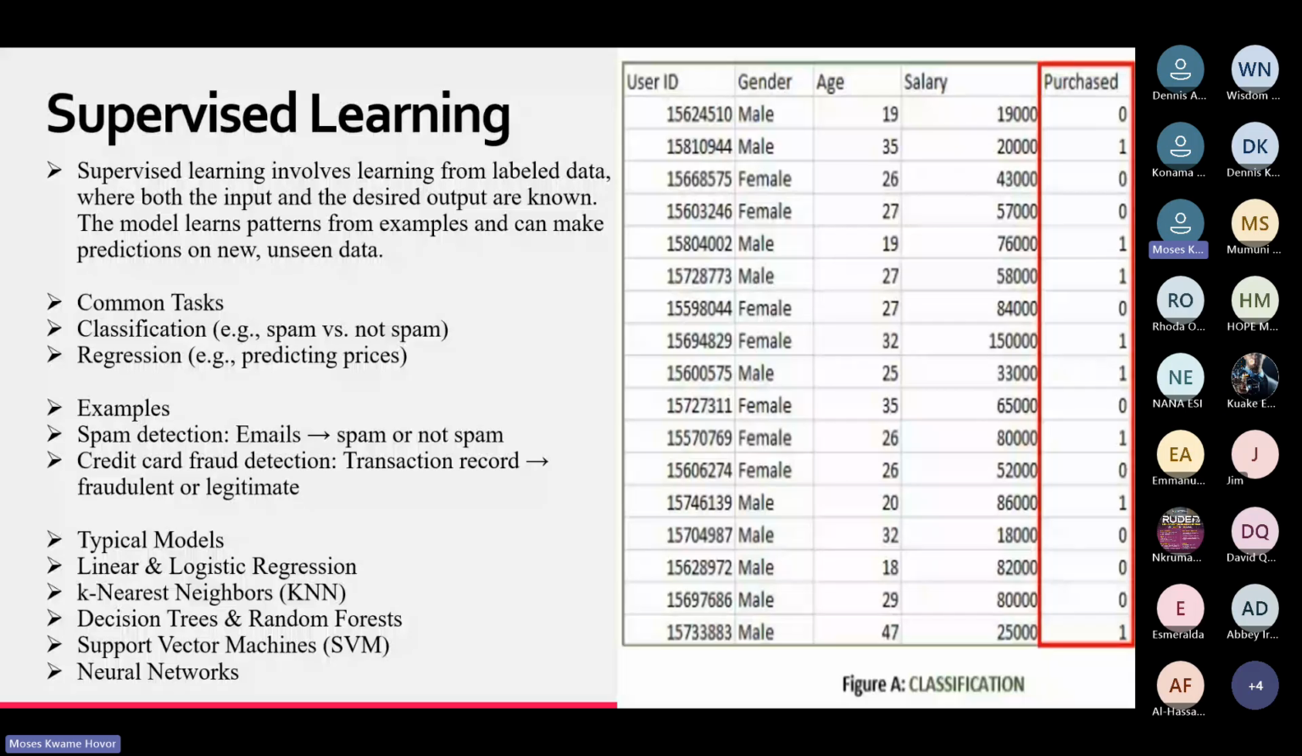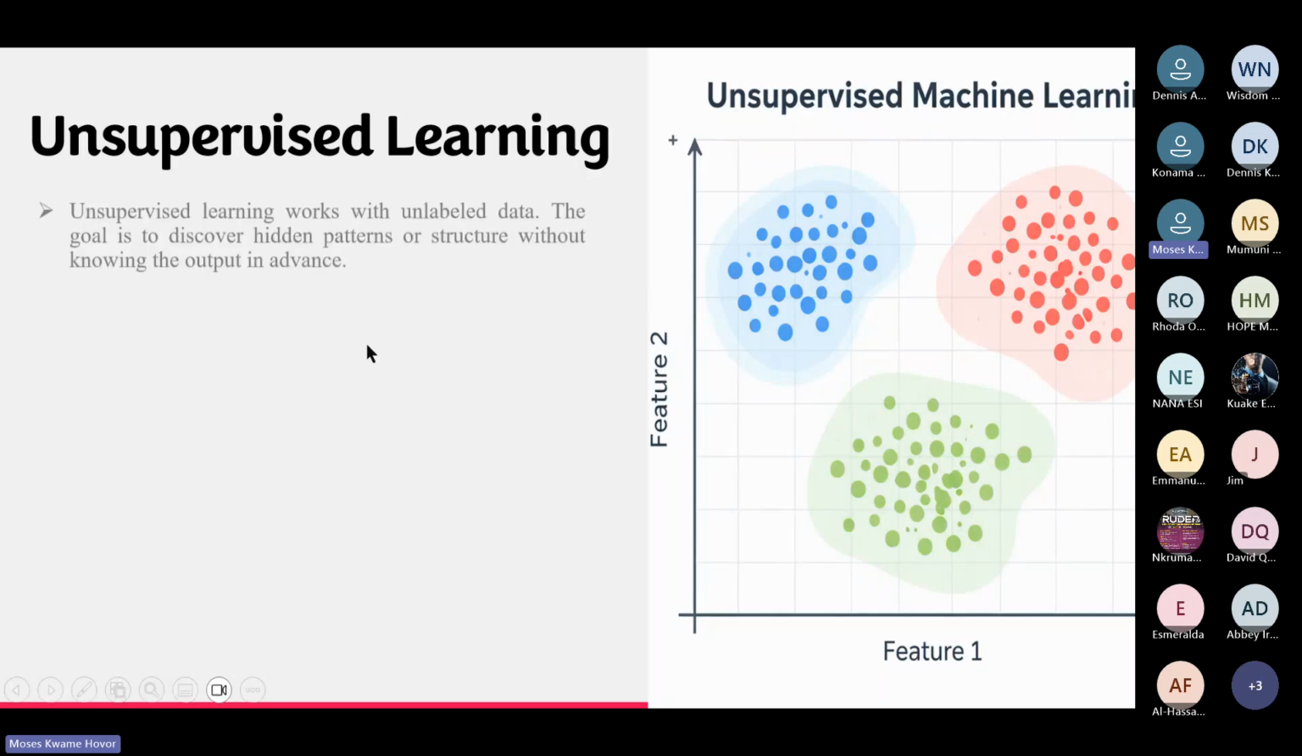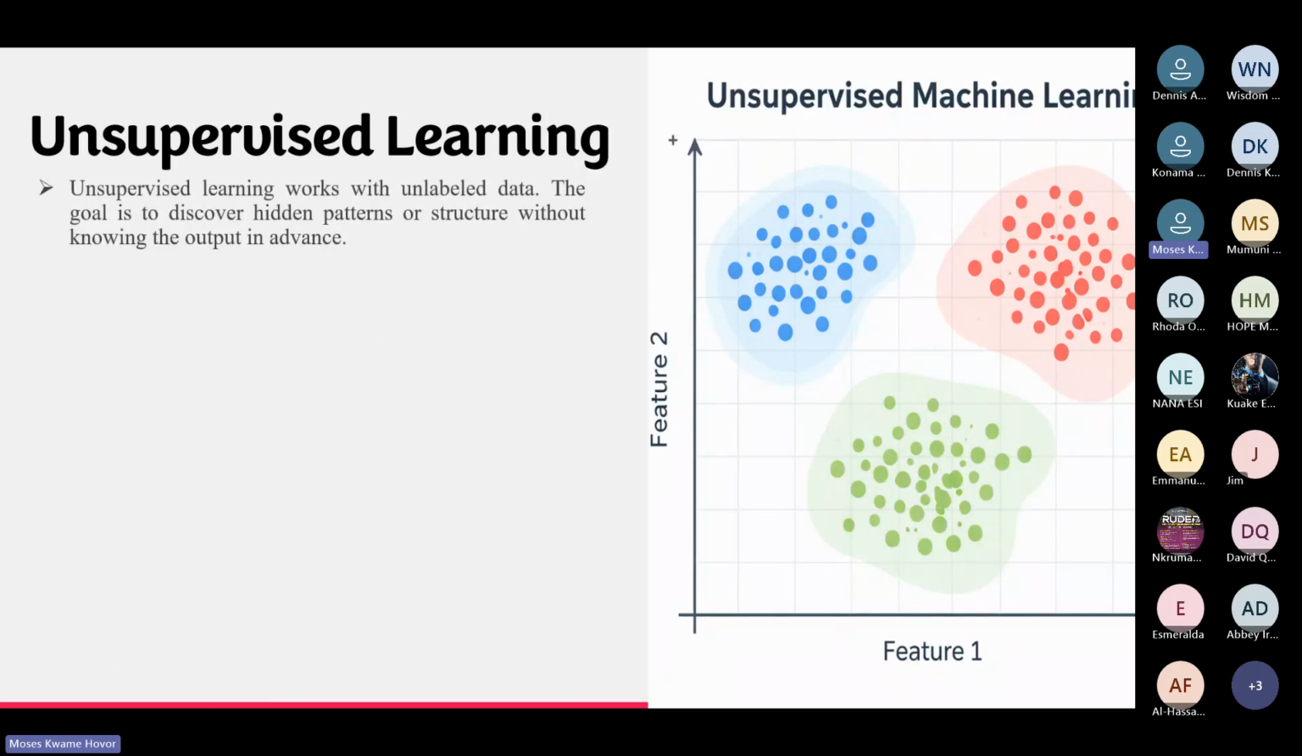Now, talking about unsupervised learning: as we learned, supervised learning has to do with labeled data. With unsupervised learning, we put unlabeled data into the algorithm. So unsupervised learning works with unlabeled data. The goal is to discover hidden patterns or structure without knowing the output in advance.